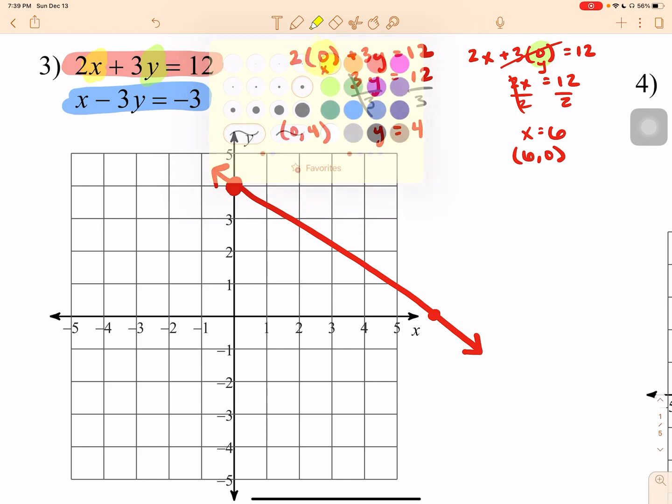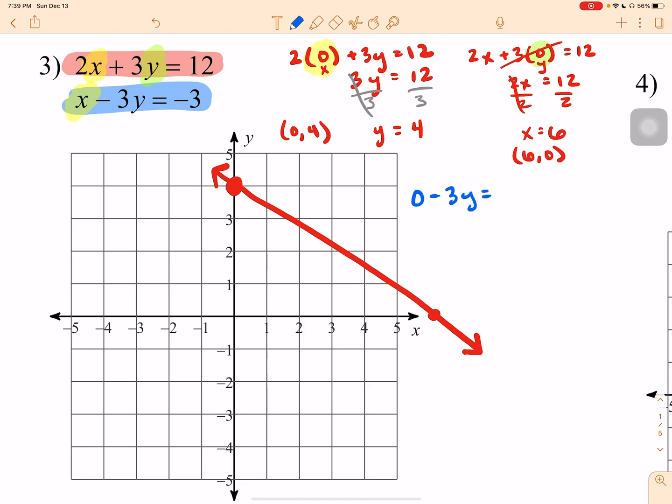Okay, so now for the blue one, I'm going to plug in a 0 for x. So now it's going to be 0 minus 3y equals negative 3. This 0, I don't really need it there, so I just have negative 3y equals negative 3. Divide both sides by negative 3, and I get y equals positive 1. So since I plugged in 0 for x and I got 1 for y, my point 0, 1 will be on my blue line.